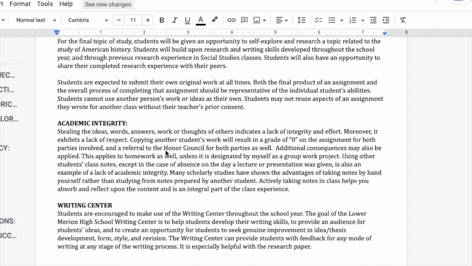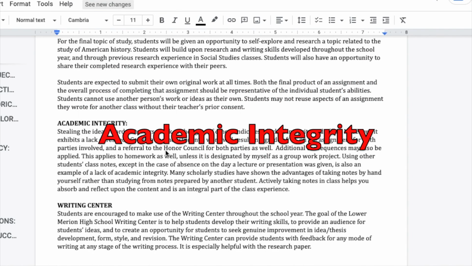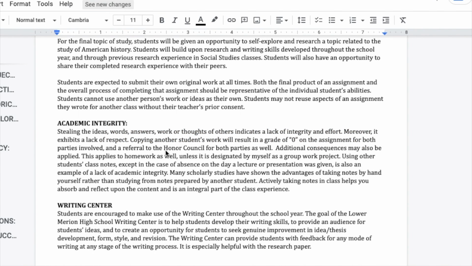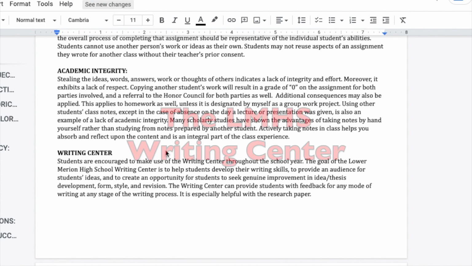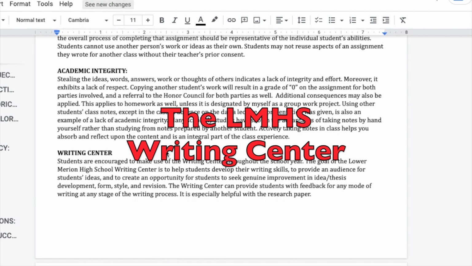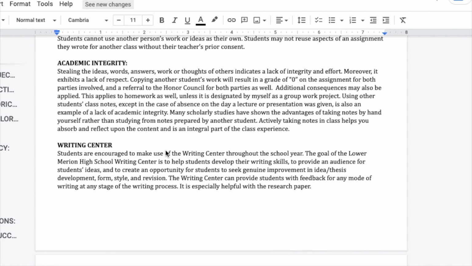Academic integrity. Obviously, it is very important that people demonstrate academic integrity in the work that they turn in and the work that they share with their classmates. If a student should violate the academic integrity policies of the school, we will follow the approved procedures and send the student through the Honor Council referral process. The Writing Center is available to students. In this class, there is a lot of writing, and there are peer writing mentors that students certainly should take advantage of in the Writing Center.